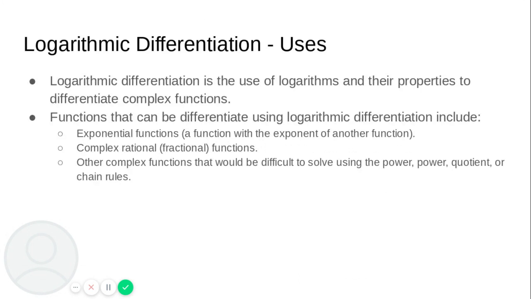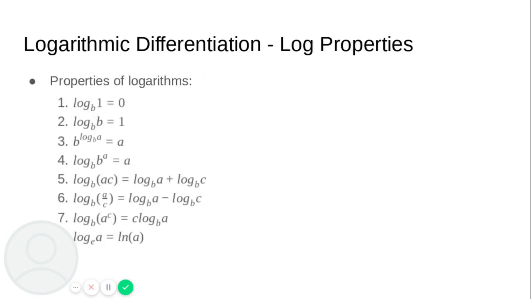Some functions that can be differentiated using logarithmic differentiation include exponential functions, complex rational functions, or other complex functions. So here are some properties of logarithms. The ones that we'll be focusing on are 5, 6, 7, and 8. Number 5 being the log of a times c is equal to log of a plus log of c, as long as they have the same base.